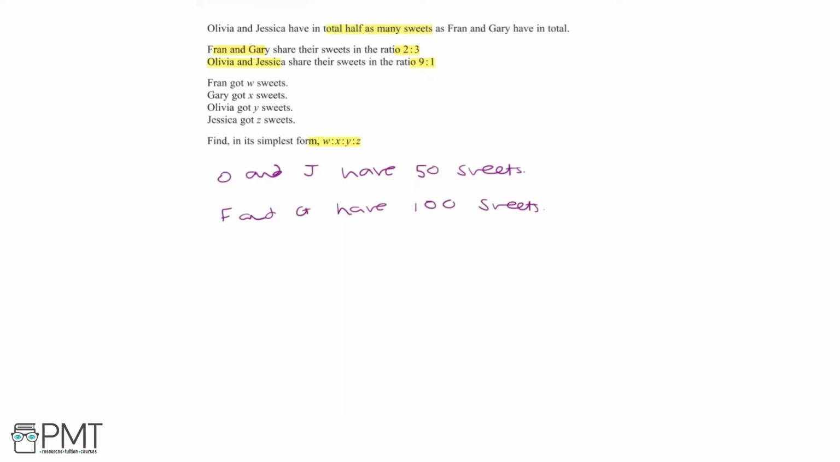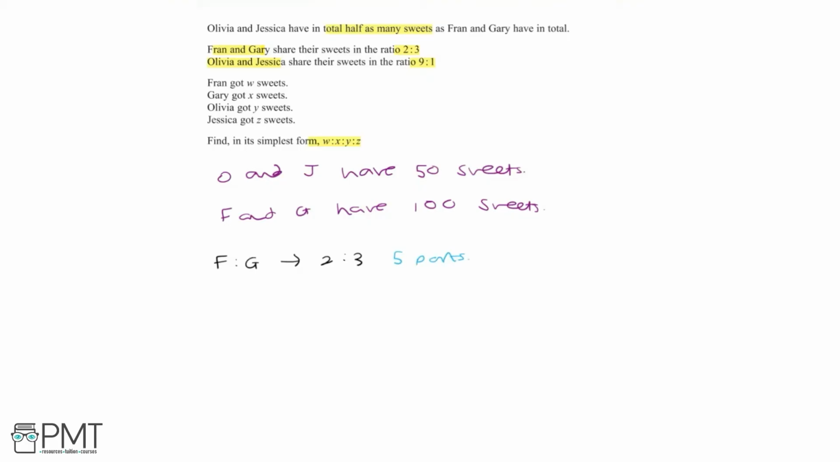And so we've said so far that Olivia and Jessica have 50 sweets, and Fran and Gary have 100 sweets. Now let's take a look at the ratios. We're told that Fran and Gary share their sweets in the ratio 2 to 3. Now 2 plus 3 is equal to 5, and so this ratio corresponds to 5 parts.